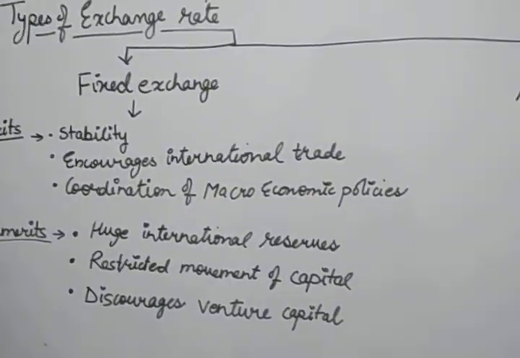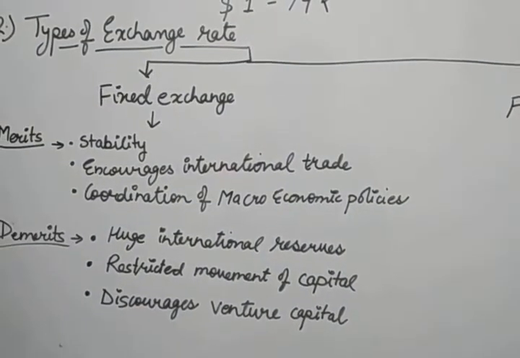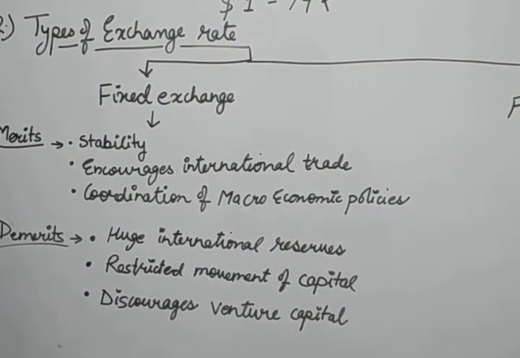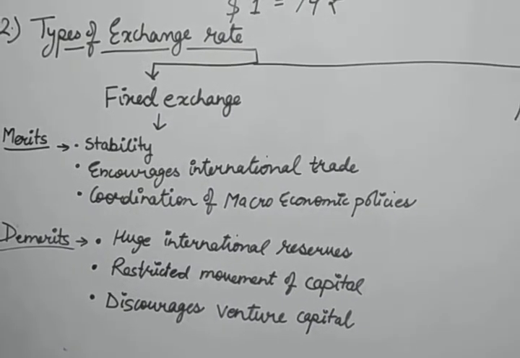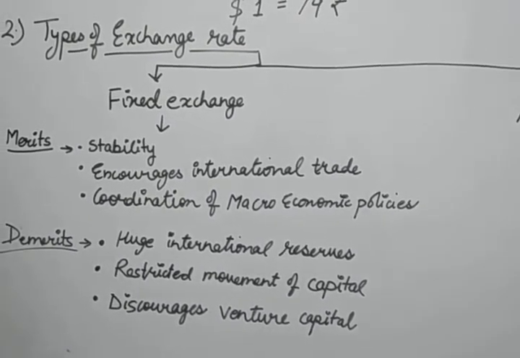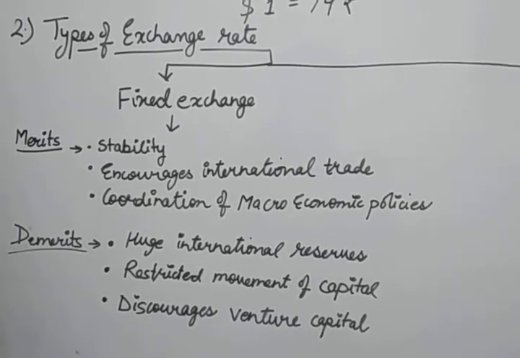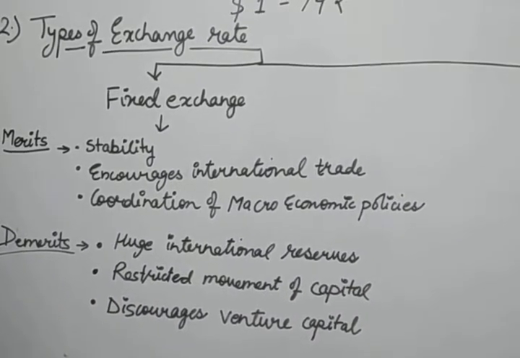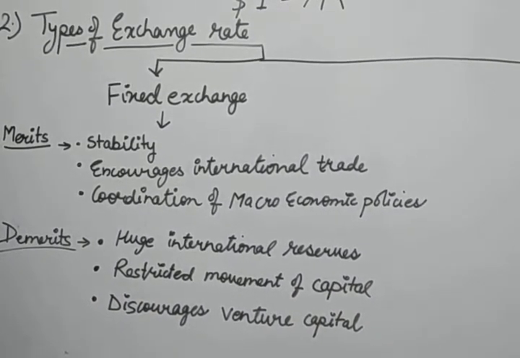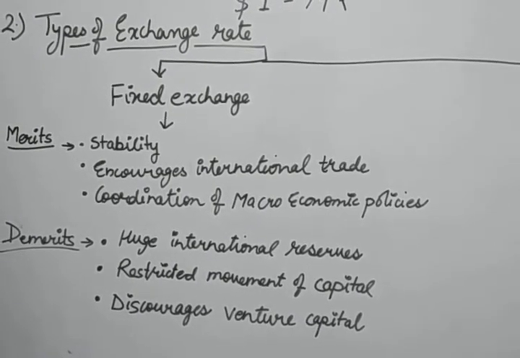Understand the meaning of the fixed exchange rate. It is the rate which is officially fixed by the government or financial authority of the country. That means this is the rate which is fixed either by the government or by the RBI in our country. In other words, it is the rate which is officially determined in terms of gold or any other currency by the government.